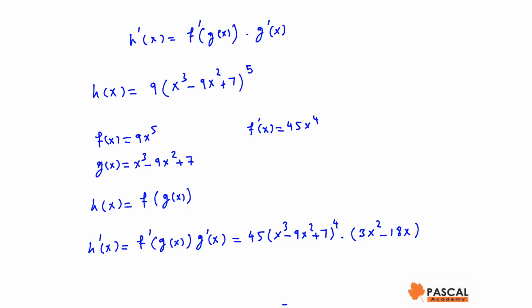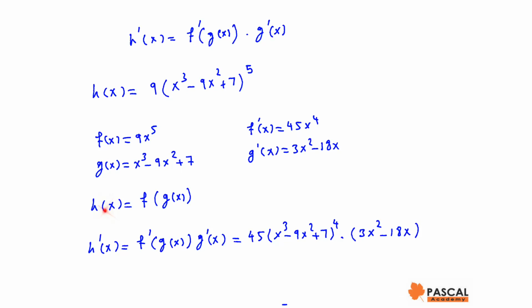Let's use this formula and find the derivative of h of x equals 9 times x cubed minus 9x squared plus 7, to the power of 5. If we call 9x to the 5 f of x and x cubed minus 9x squared plus 7 g of x, then f prime of x is 45x to the 4 and g prime of x is 3x squared minus 18x.